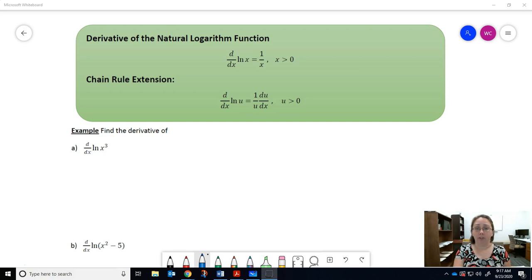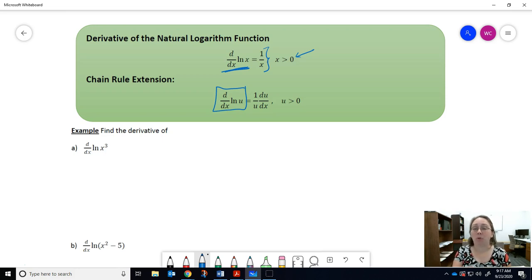So first of all, if you have just ln of x and you want to take the derivative, the answer is 1 over x. Now, there is a condition that the x value has to be positive. That's because ln is only defined when the x values are positive. All right, now, we're not just interested in ln of an x by itself, we're also interested in ln of a function. So let's talk about what happens in that case.